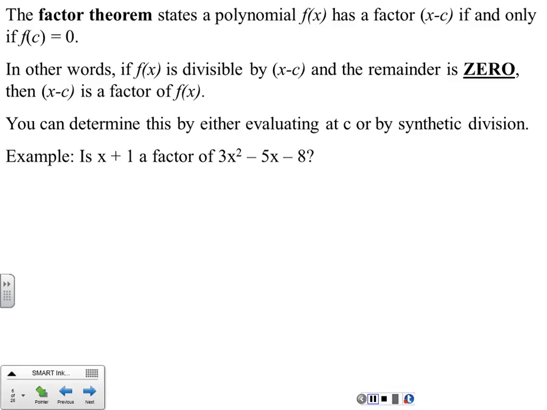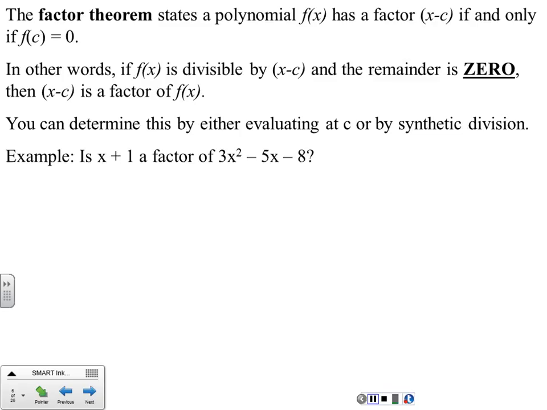For example, 2 times 3 is equal to 6. 2 and 3 are your factors. Things that you multiply together are factors. So the factor theorem states that a polynomial f of x, that's going to be your function, has a factor, something that you can multiply together, of x minus c, if and only if f of c is equal to 0. In other words, this is where the remainder theorem comes into play. X minus c is a factor if and only if you do synthetic division and your remainder comes out to be 0. If your remainder is 0, then it is a factor.